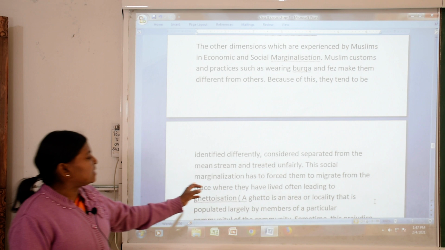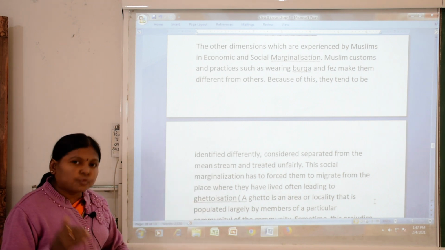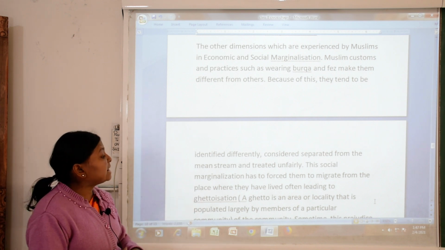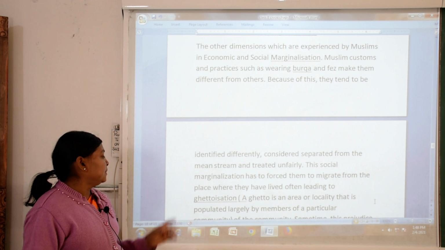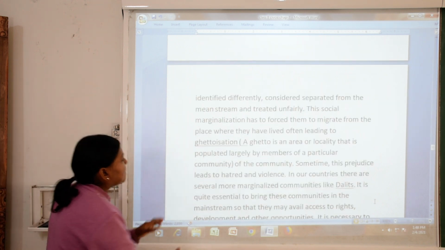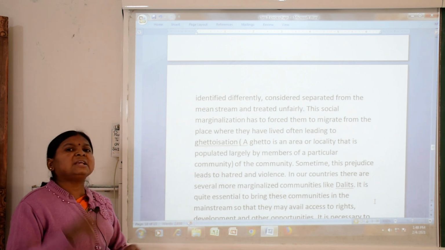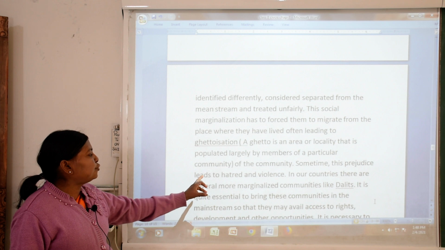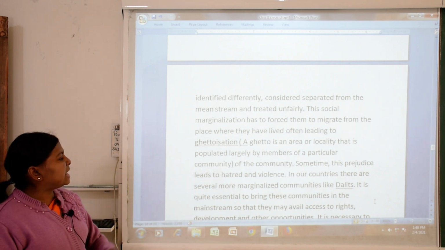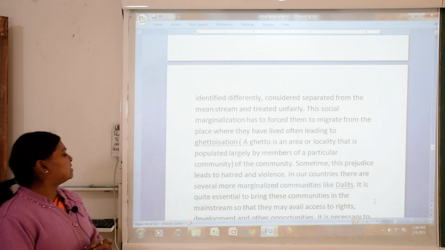Social marginalization forces people to migrate from the place where they have to live, often leading to ghettoization. It means an area or locality that is populated largely by members of a particular community. Sometimes this prejudice leads to hatred and creates violence. In our country, there are several marginalized communities, like Dalits.